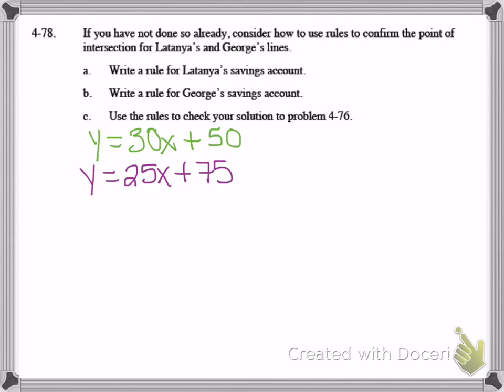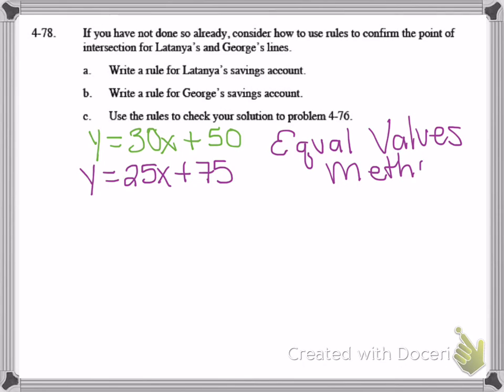Now, we are going to use the equal values method. Okay? It's that method that's going to allow us to find the point of intersection algebraically. What we're going to do is take Latanya's equation, 30x plus 50, and set it equal to George's equation, and then we're going to solve for x.